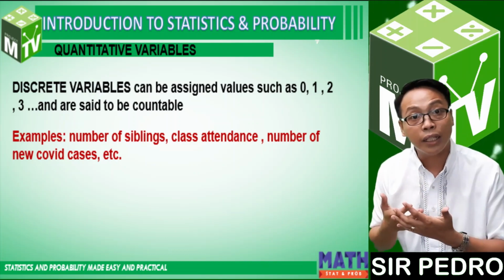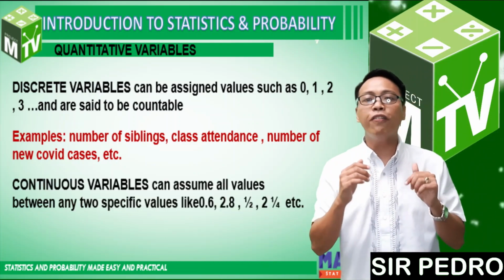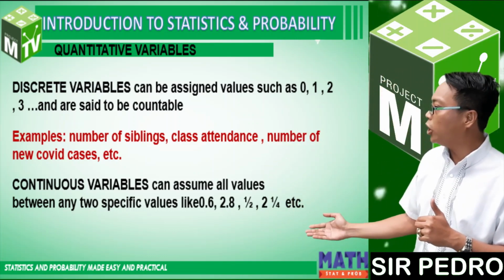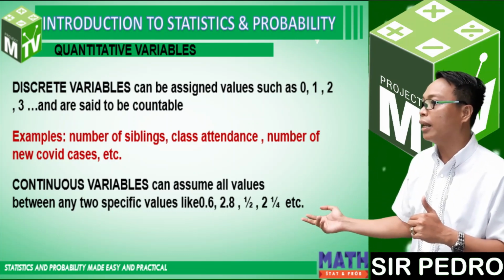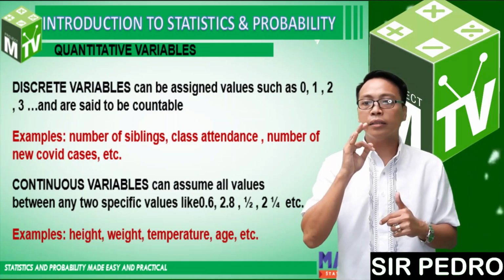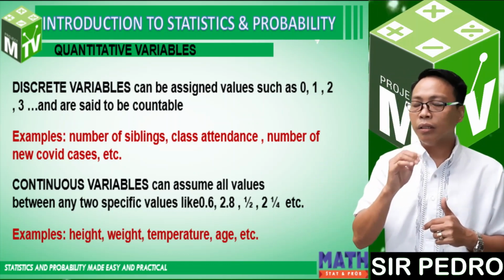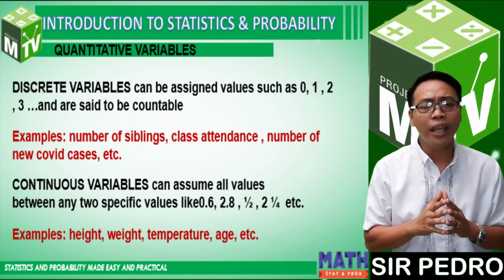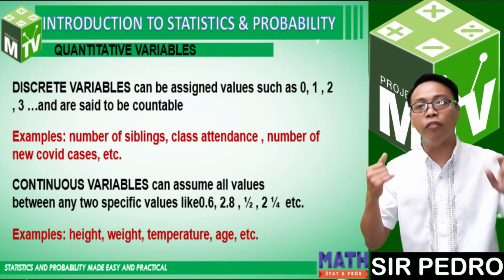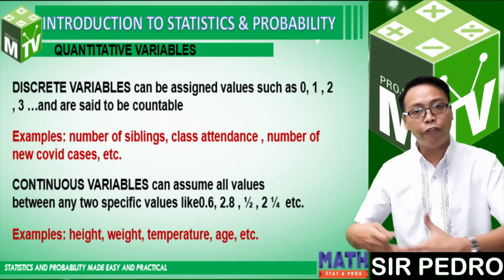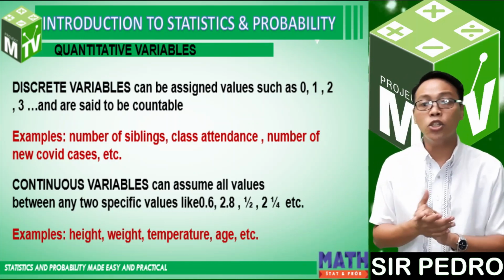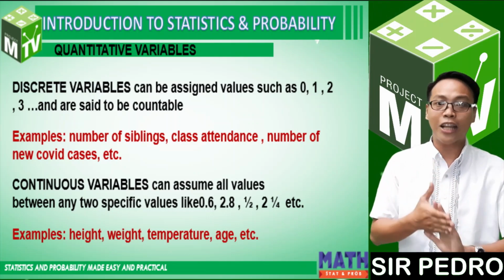who entered today. A continuous variable can assume all values between any two specific values. In short, you can have fraction and you can have decimal. Such as weight, height, temperature, age. Why weight? It can be, because if you go to the market, you can buy 1/4 kilo of meat, 1/2 kilo of meat, 1/4 kilo of vegetable, 1.5 kilo of meat, 1.5 kilo of fish, and so on and so forth. These values can take fractional part.